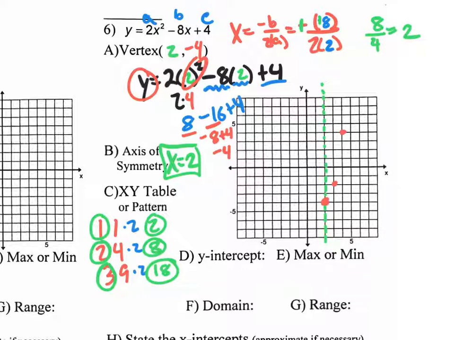And of course, you're going to map them over to the other side, right? Or if you wanted to, you could have also done an XY table. I prefer the pattern, but if you want to use a table, you could do that as well.